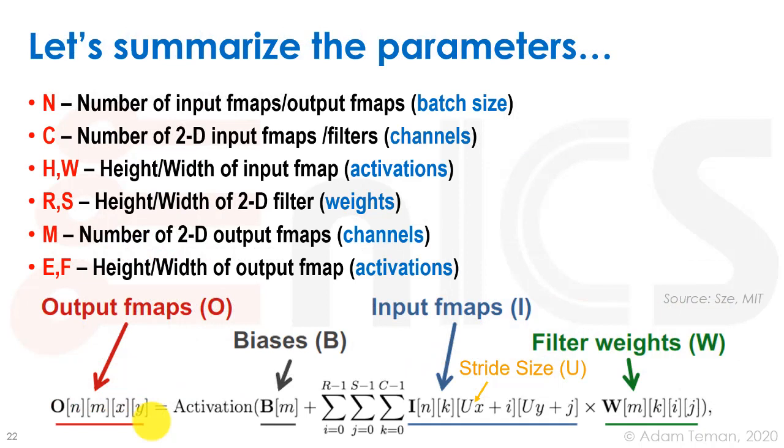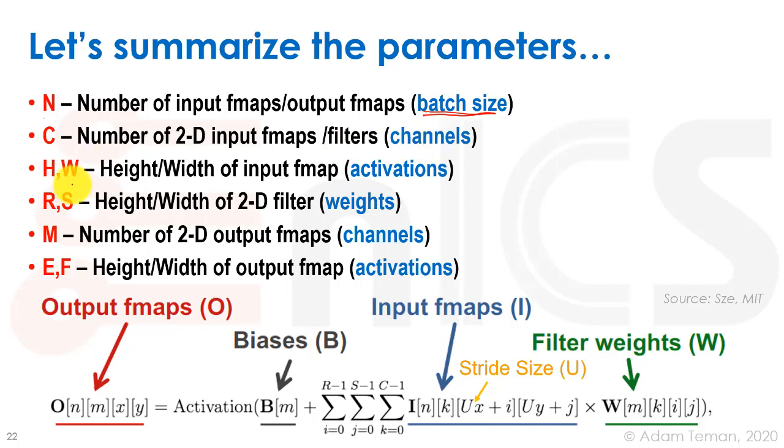Let's summarize this. It gets kind of complicated with all of these letters, but I'll try to put the letters on any screen that we're going to be using them. So we called N the number of input fmaps and output fmaps. That's the batch size. So if we're doing training with batches, the batch size we're going to call N. C is the number of 2D input fmaps or filters, or the channels. So C for channels. So that's the number of channels we have in the input.